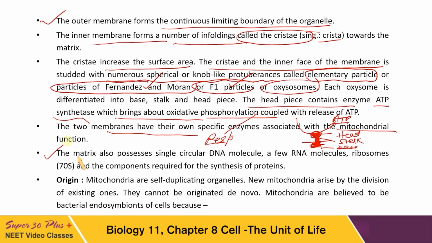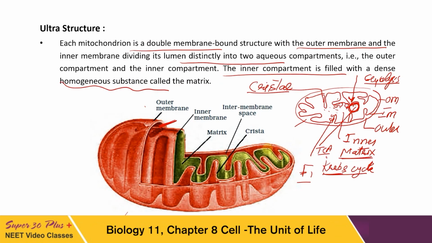The matrix also possesses a single circular DNA molecule, a few RNA molecules, 70S type ribosomes, and the components required for the synthesis of protein. Very, very important point we have here. This mitochondrial matrix has its own DNA and 70S type ribosomes. This DNA is prokaryotic, and the ribosome is also prokaryotic.